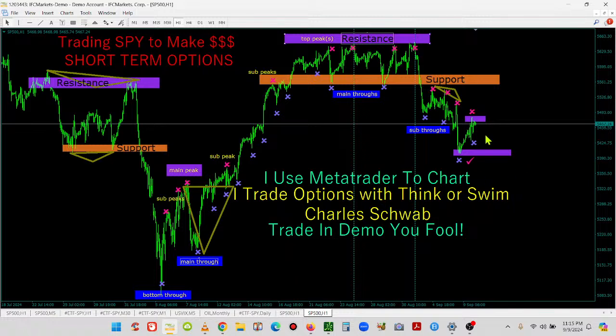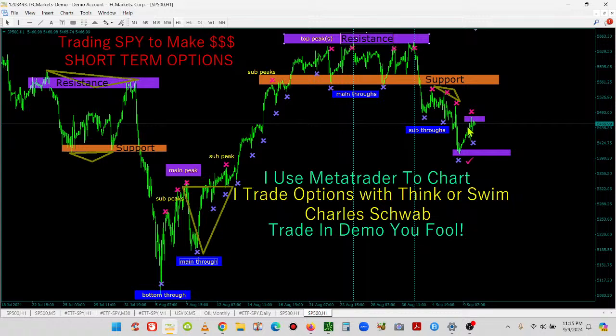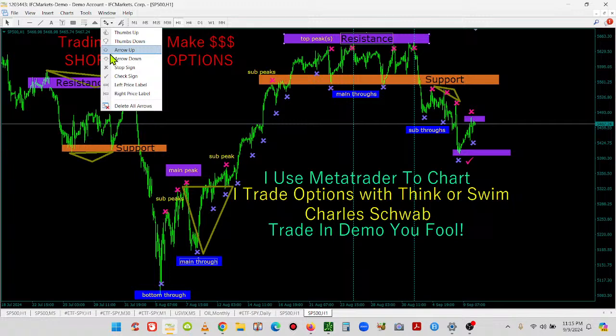So we have a situation here where we've not challenged any of our lower highs. You notice when we go back here, you have higher highs.